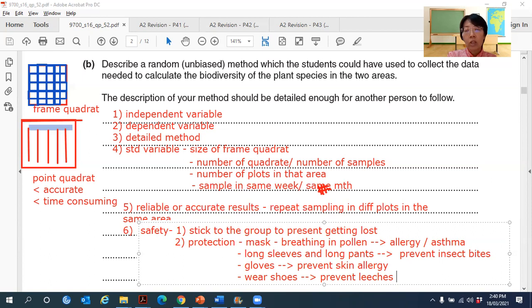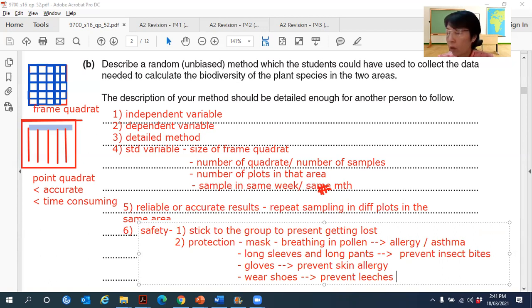Whereas for leeches, they'll attach onto your shoes and start to crawl up your leg. So even if you wear shoes, it might not protect you. So you need to wear long socks, and use a rubber band or string to tie your socks and your pants together to prevent the leeches from going in. So that is for preventing leeches.